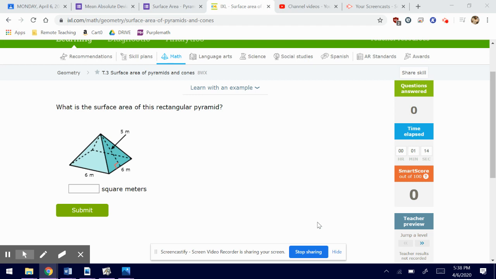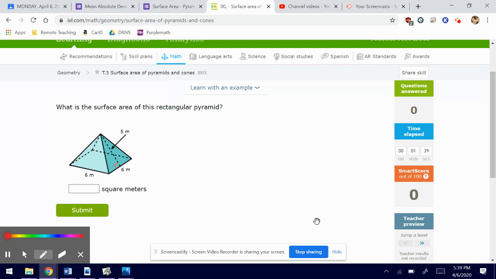Okay, guys, so your assignment for today is to get to a 60 SMART score on Excel skill T3. We're still going over surface area. It's just going to be surface area of pyramids and cones. So the first thing that you need to do is decide what kind of 3D shape this is. And this 3D shape is a pyramid.